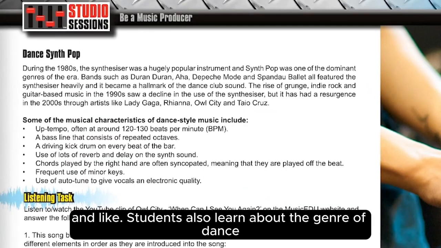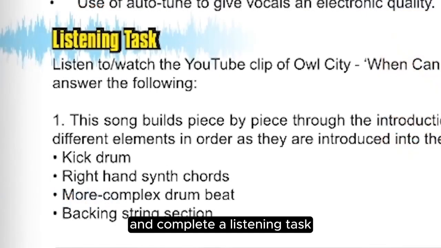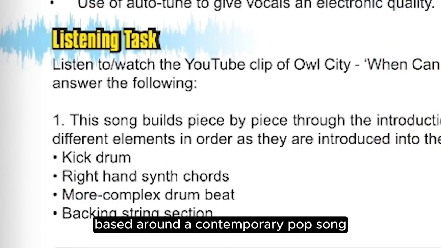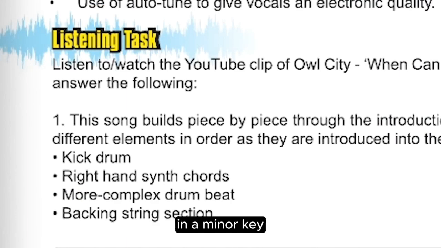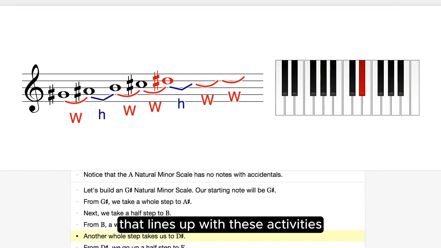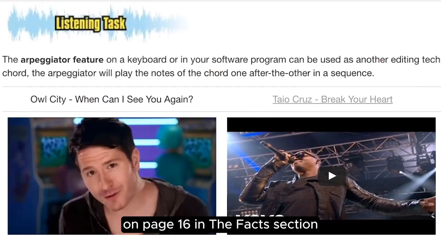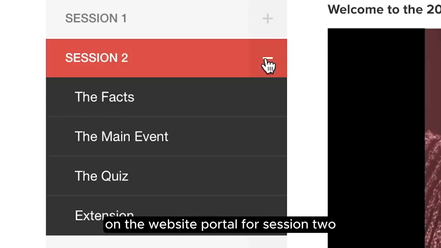Students also learn about the genre of dance synth pop and its characteristics, and complete a listening task based around a contemporary pop song in a minor key. You'll find an interactive presentation that lines up with these activities, along with the YouTube clip for the listening activity on page 16 in the Facts section on the website portal for Session 2.